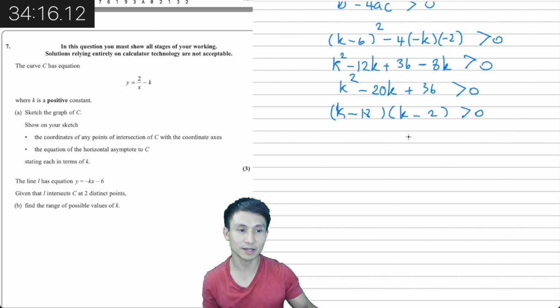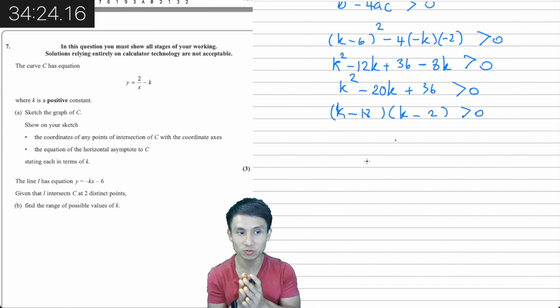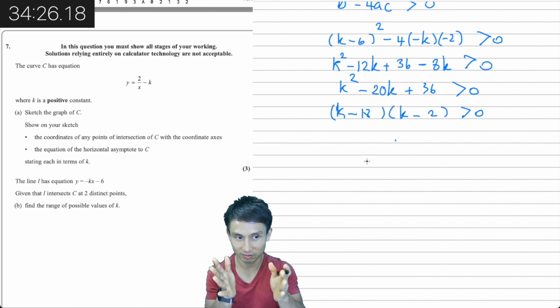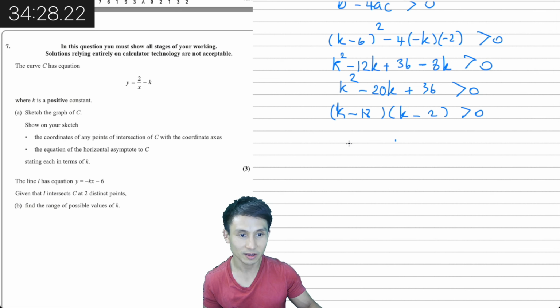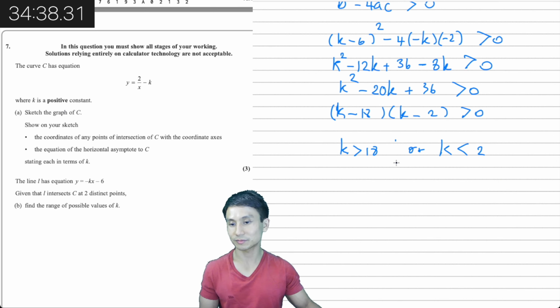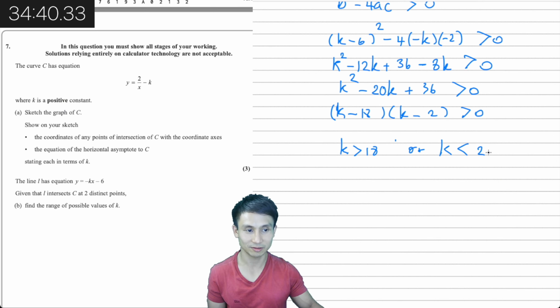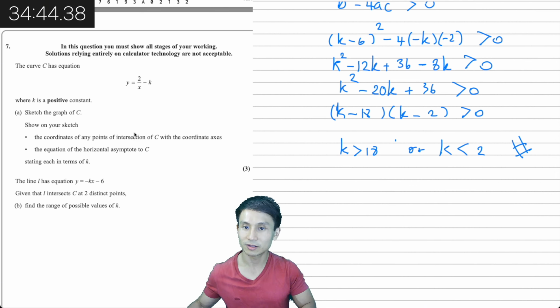Just factorizing it manually. So that means the answer should be, when you have a greater than sign, the ranges will diverge from 2 to 18. What I mean by that is basically you get k greater than 18 or k less than 2, right? And I think that's it. That has to be it. Yeah, so that's the answer there. Cool.